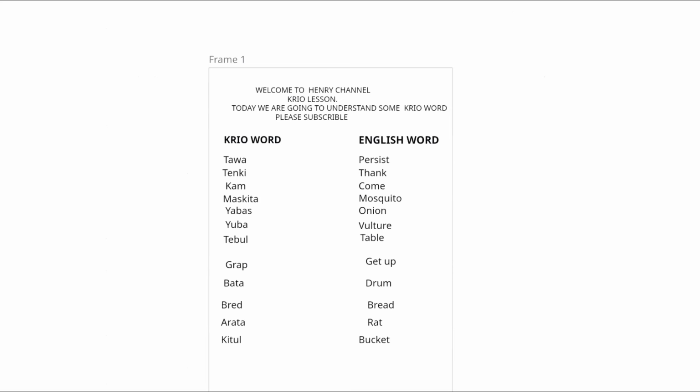We move to the other word, which is table. In Krio, table. In English, it is known as table. The Krio word is spelled T-E-B-U-L. Table. In English, it is spelled T-A-B-L-E. Table. We move to another Krio word, which is grab.